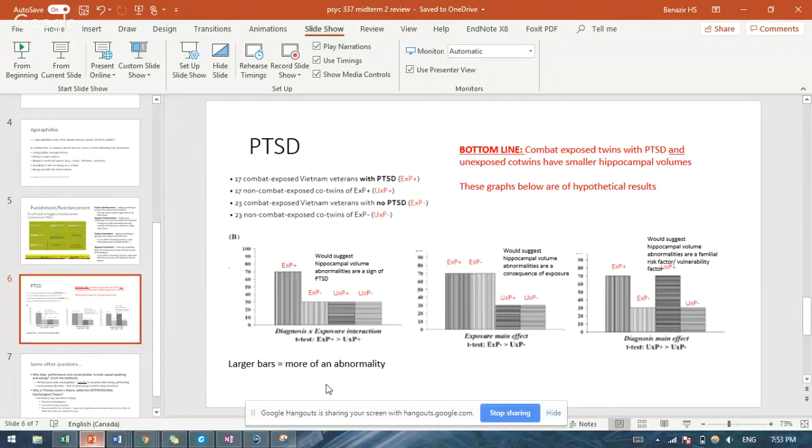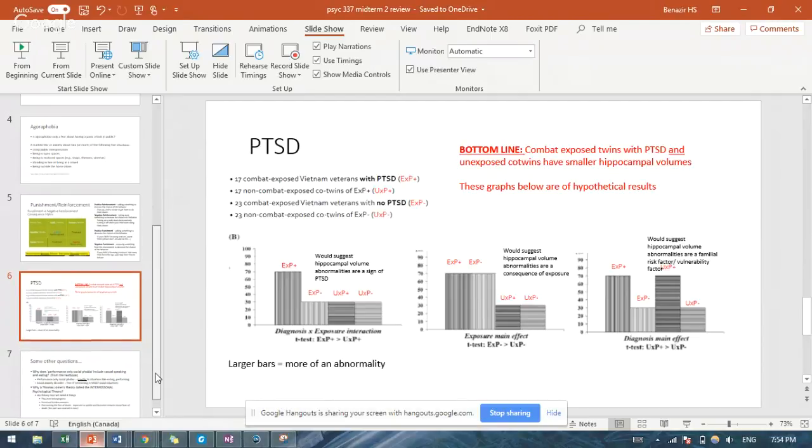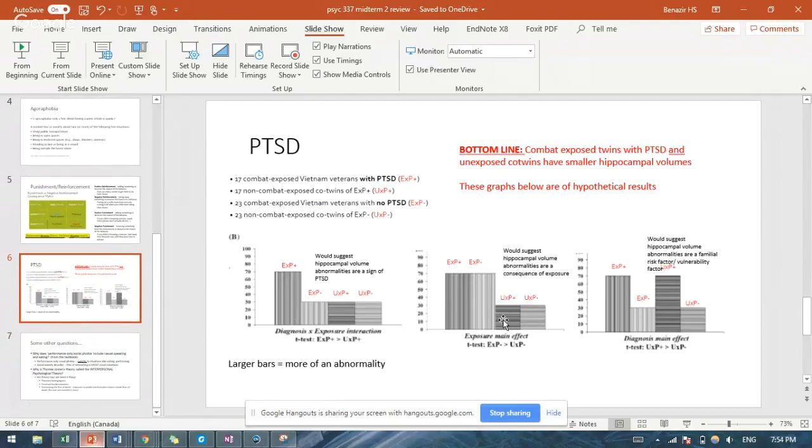So I think the bottom line with this study in general, it's very important to understand how you would know something is a sign, a consequence, or a vulnerability factor. But the study itself that used this terminology here, this study found that combat-exposed twins with PTSD and their unexposed co-twins have smaller hippocampal volumes. So this would be like the third graph over here. These other graphs, they have nothing to do with the study, they're just hypothetical.